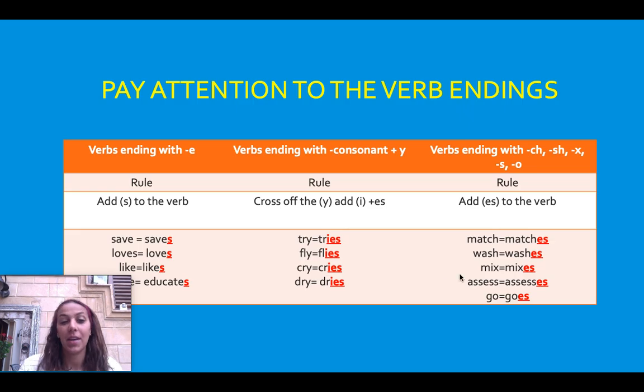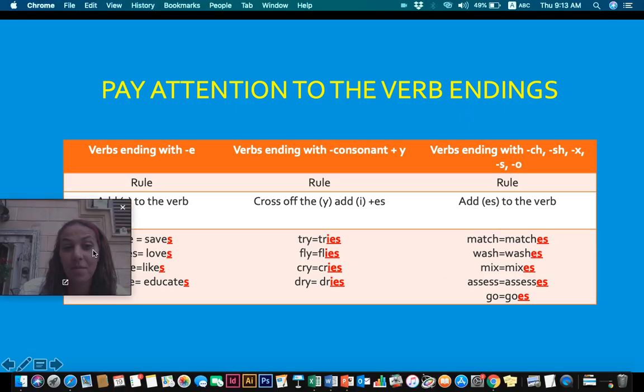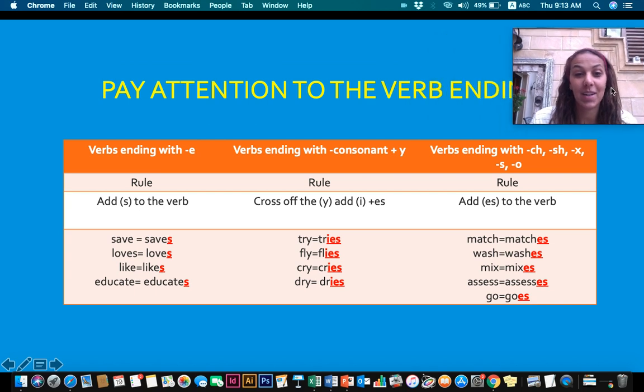You're going to notice here that we have action verbs ending with E, other verbs ending with a consonant plus a Y, and there are verbs ending with digraphs such as ch, sh, or the consonant X, the consonant S, or the vowel O. So what happens in these verbs that end with these different letters?